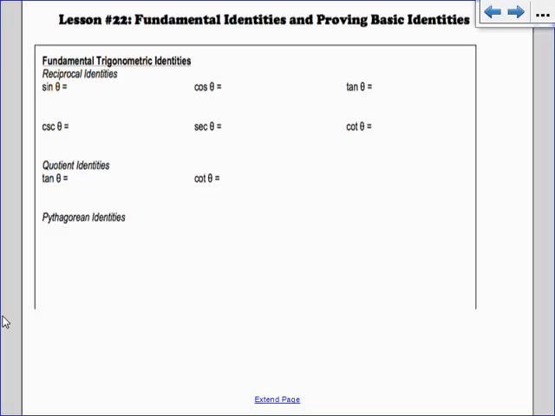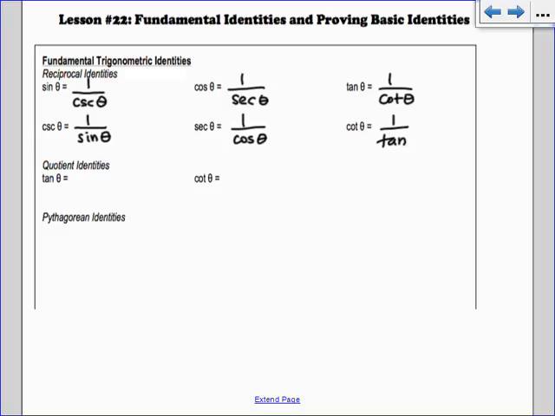So we're going to start with the reciprocal identities. Sine is the reciprocal of cosecant, so sine is 1 over cosecant. Cosecant is the reciprocal of sine, so it's 1 over sine. Cosine is 1 over secant, and secant therefore is 1 over cosine. Tangent is 1 over cotangent, and cotangent is 1 over tangent. Hopefully you already know the reciprocal identities.